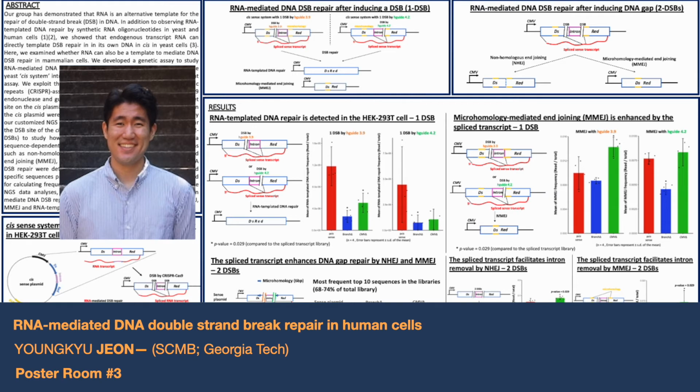We induced a double-strand break on the plasmid by using the CRISPR-Cas9 system and captured the repaired DNA product by next-generation sequencing after inducing the break. We used our bioinformatic pipelines to calculate frequencies of double-strand break repair in different RNA sequence contexts and found that endogenous RNA transcripts can mediate double-strand break repair in a sequence-dependent manner through non-homologous end joining, microhomology-mediated end joining, and RNA-templated repair in human cells.